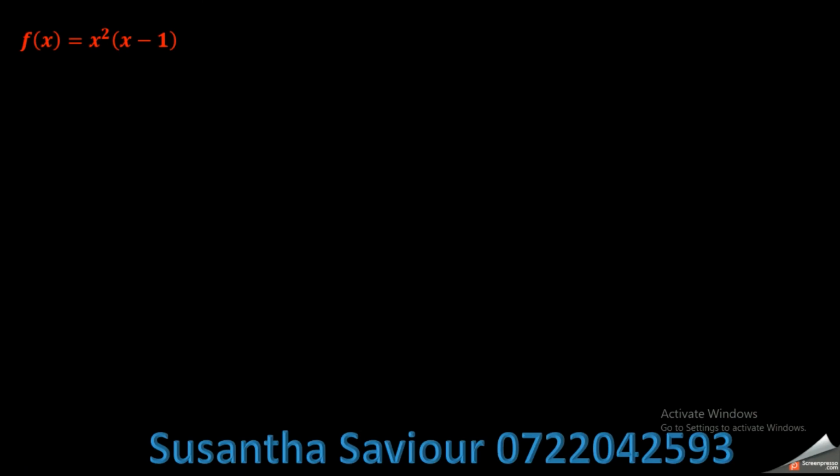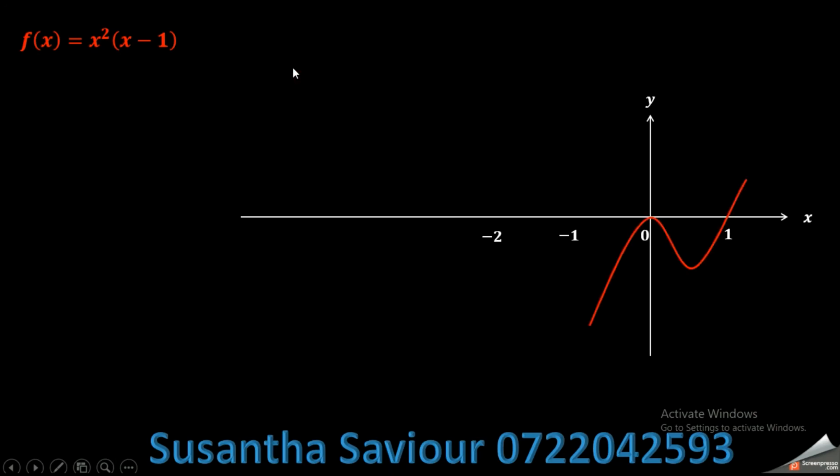Yet another example. This is a kind of a cubic curve. We will look at this cubic curve first. It is a curve like this, right? When x equals 0, y equals 0. When x equals 1 also, y equals 0, and it's a cubic curve like this, right?